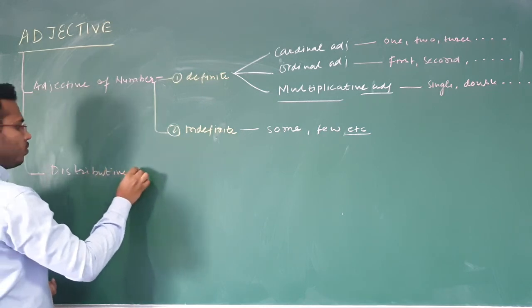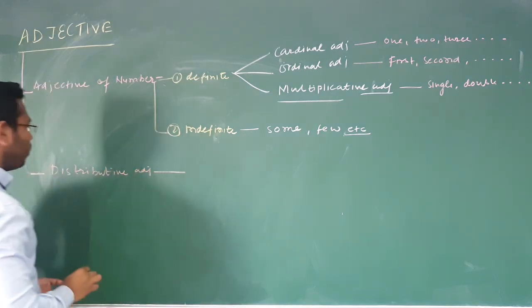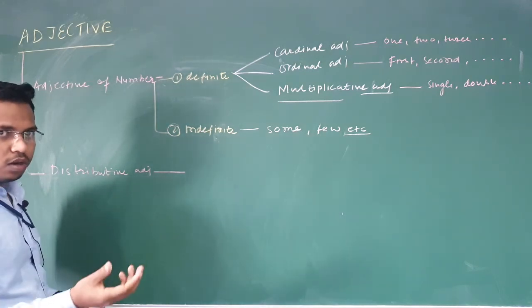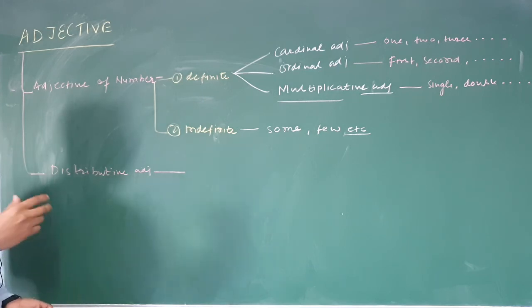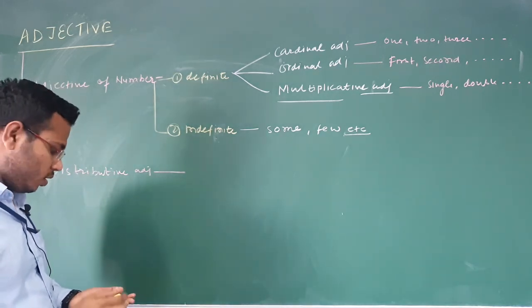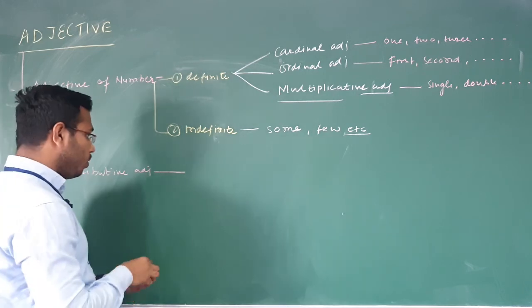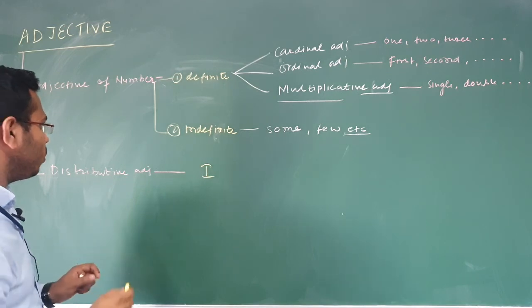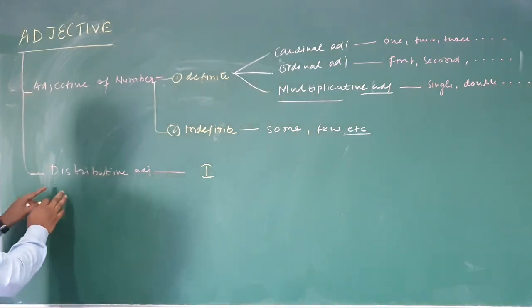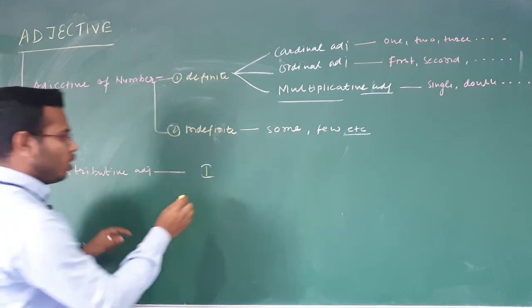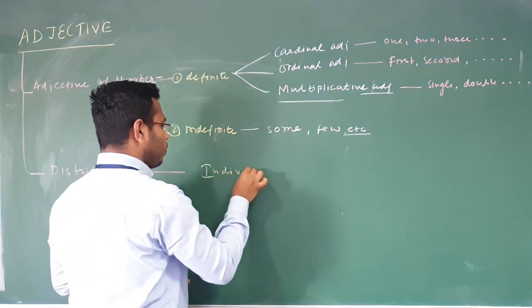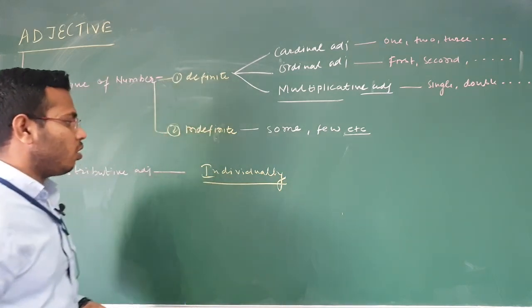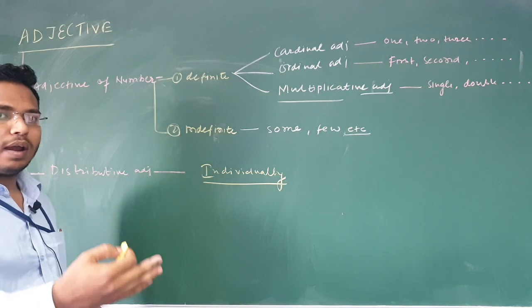Distributive adjective. So in distributive adjective, we talk about any noun, basically those words which will qualify a noun individually. What do I say? Individually. So very important. And the main word, the hinting word of this type of distributive adjective, is individually. Okay. So in this type of adjective, we talk about any noun individually, one at one time.